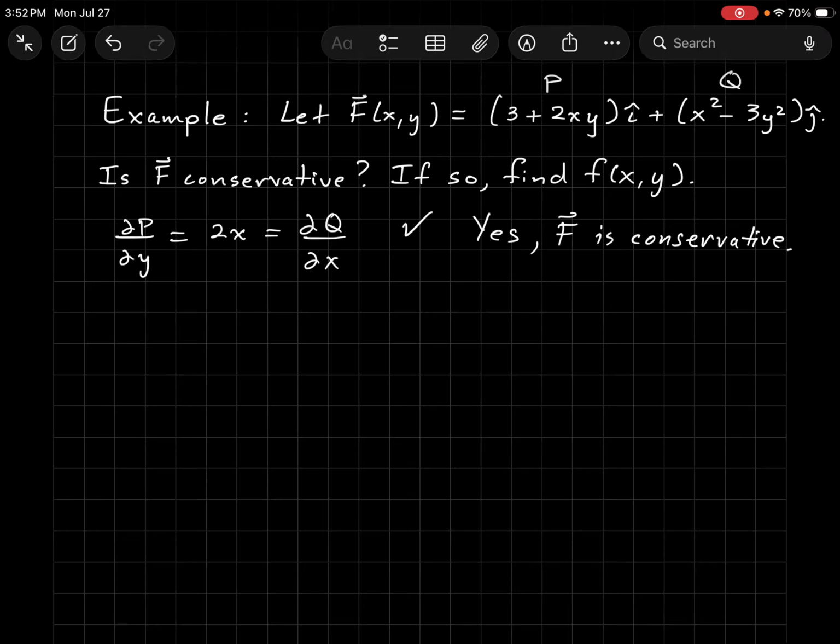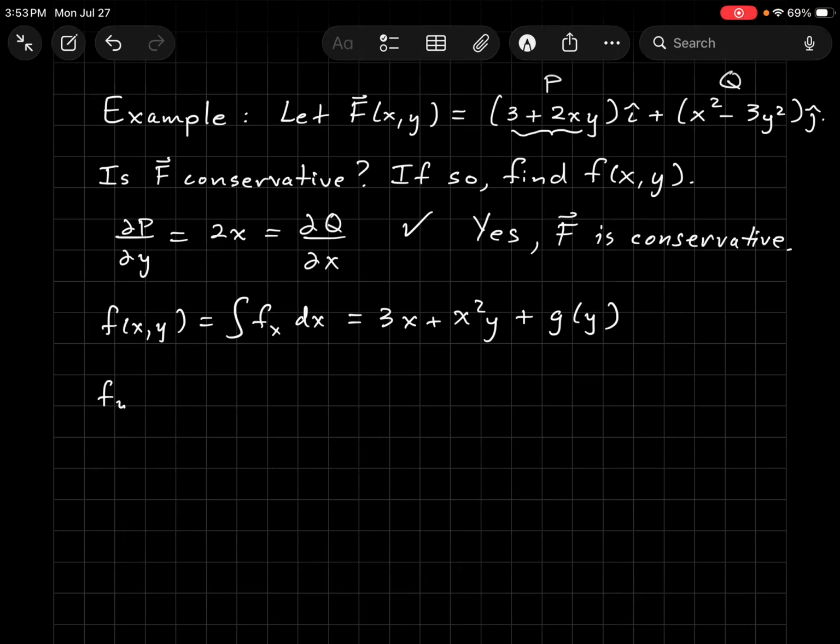So let's go ahead and find our function from which it came. We've done this a few times in previous videos. So I know that little f is going to be the integral of the partial of f with respect to x, which means we need to integrate this piece here, giving us 3x plus x squared y plus potentially some function only of y, because when we take the derivative of that with respect to x, it would disappear.